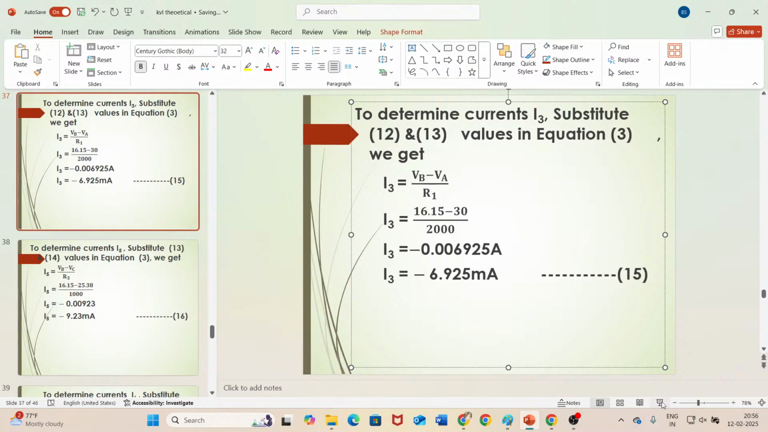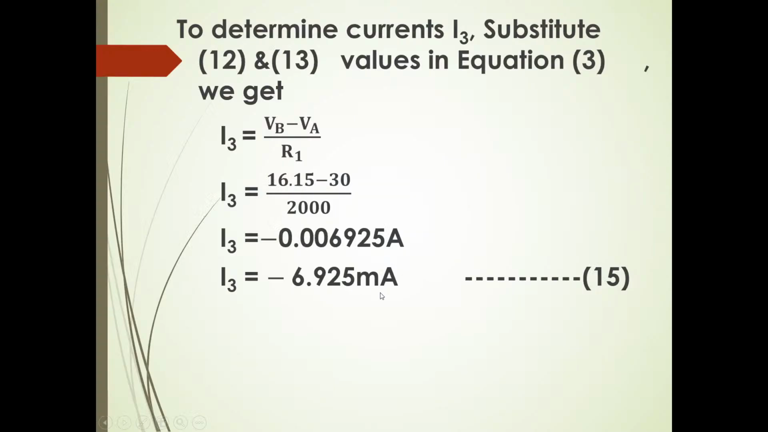I3 value is how much now? Minus 6.925 milliamperes. What is meant by minus? Here you have got a negative value. So I3 is negative. That means the actual current direction is opposite to the assumed current direction from node B. The I3 current direction that you have assumed is opposite to the actual current direction because of the source.